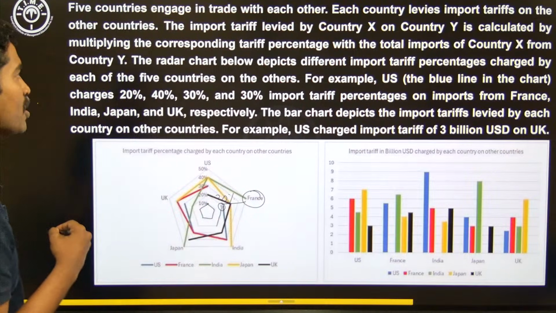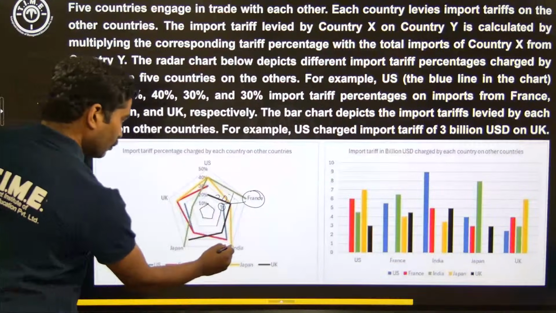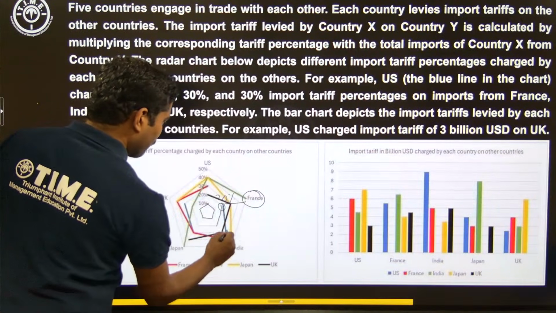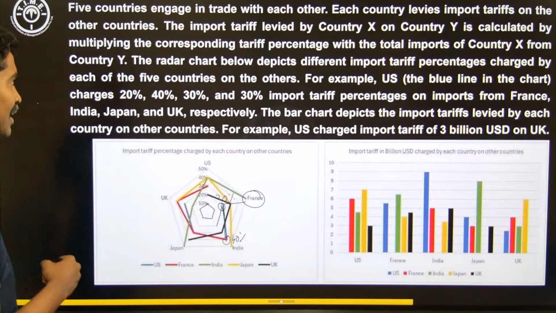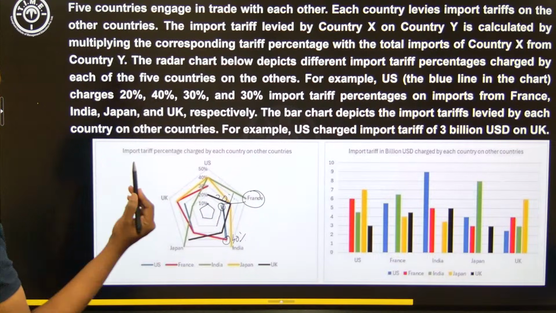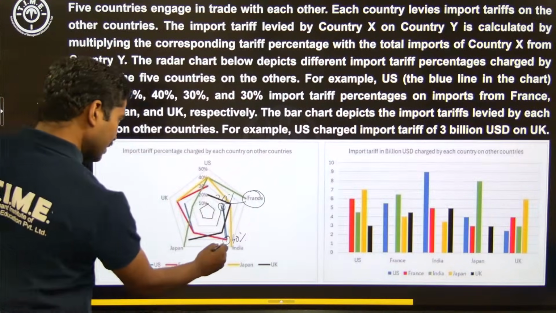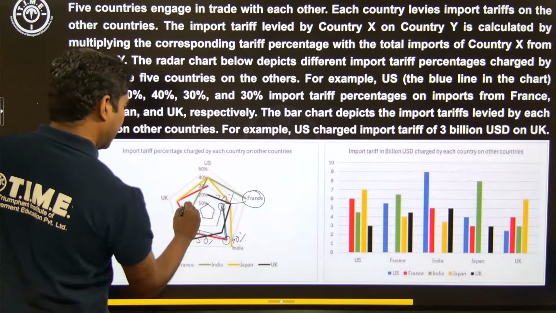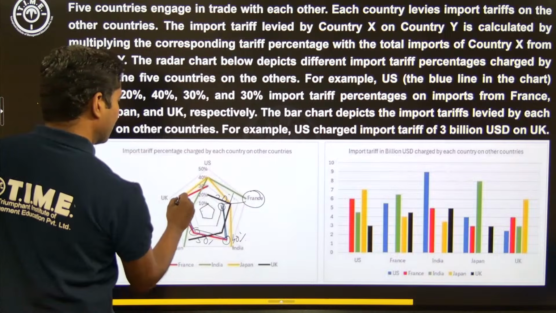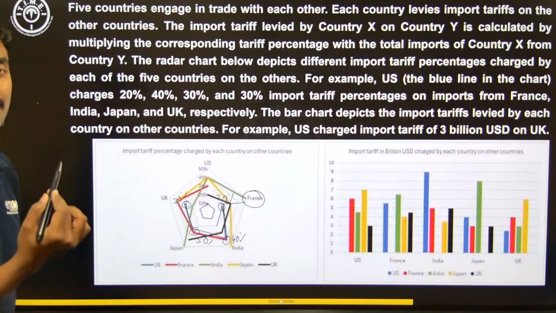40% on India. It comes to India, this is 20, 30, 40. So this is 40% on India, 30% on France, 30% on Japan and UK. This is 40, one step down. It should be 30% on Japan and 10, 20, 30, this is 30% on UK. All right, we understood how to read the graph.